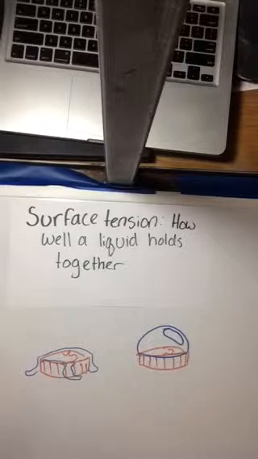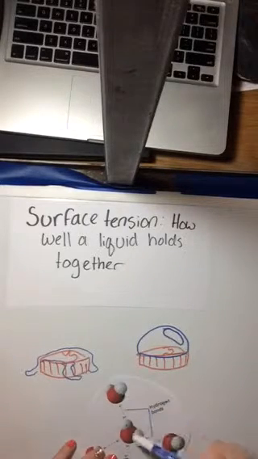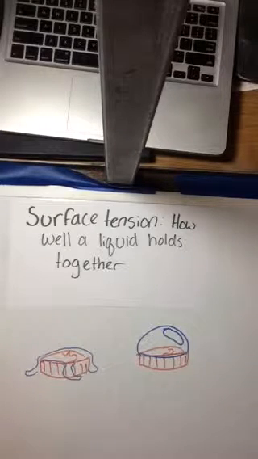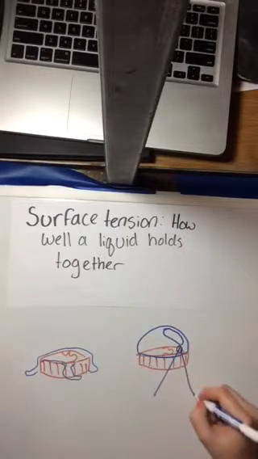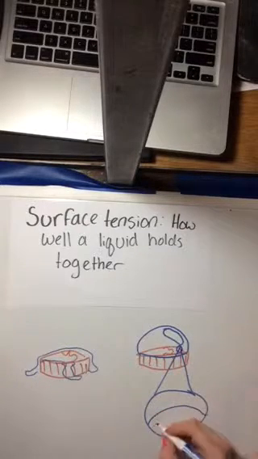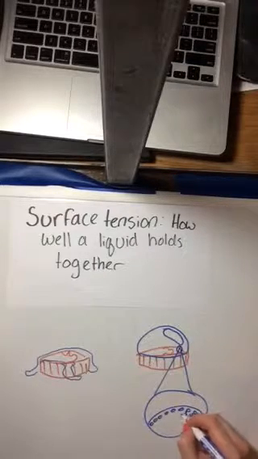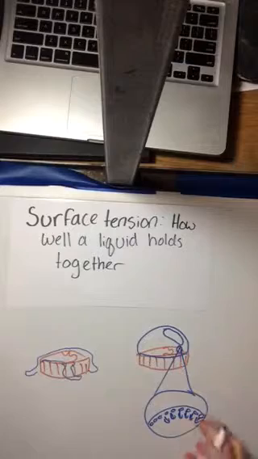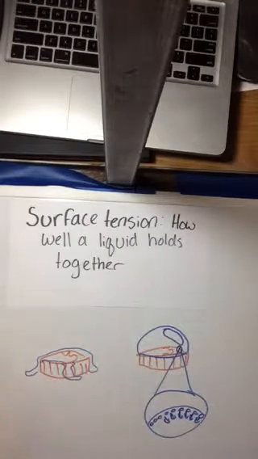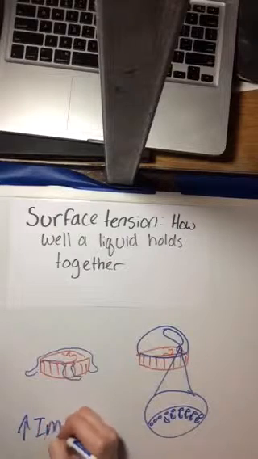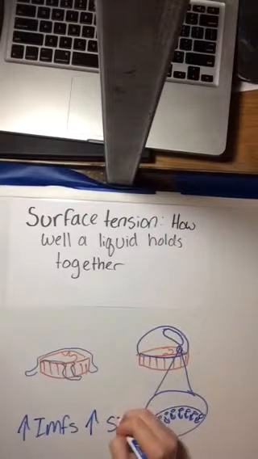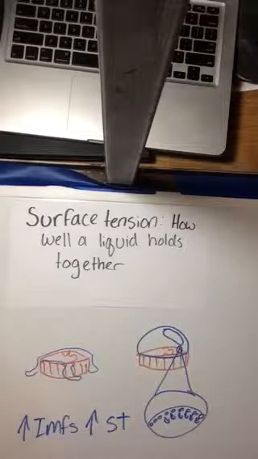Now, if we look at water up close, it has these hydrogen bonds, and they kind of hold themselves together really well, and they don't want to let go. And it all kind of pulls itself together. Where something like this with no IMFs, everything just lets go and it just kind of spills everywhere, makes a big mess. So with surface tension, increase IMFs, increase surface tension. And that's the basics for surface tension.